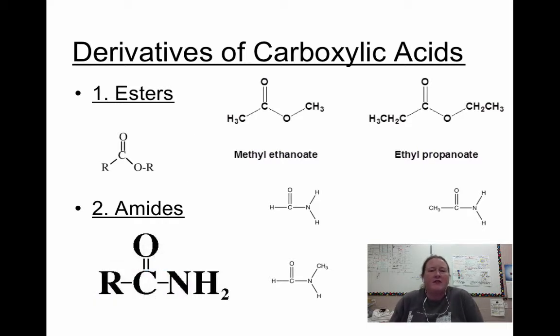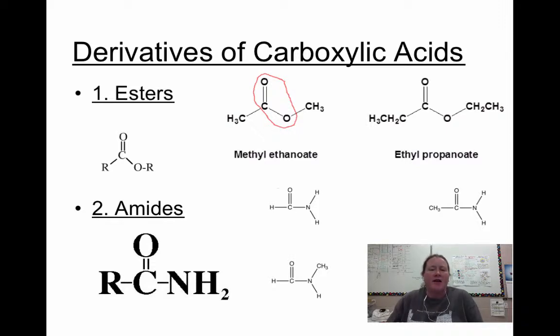Esters are derivatives of carboxylic acids, and we're going to learn that when you combine a carboxylic acid with an alcohol, we produce an ester. An ester can be recognized by this right here. In the middle of a hydrocarbon chain, or hydrocarbon chains on either side, we have a carbonyl group, and in here an oxygen is part of that chain.